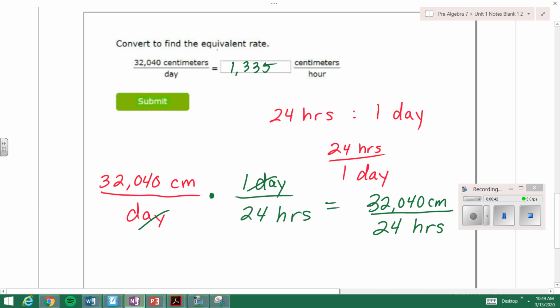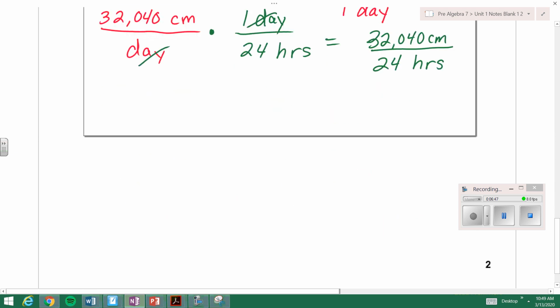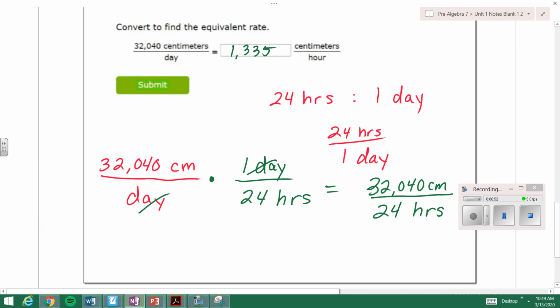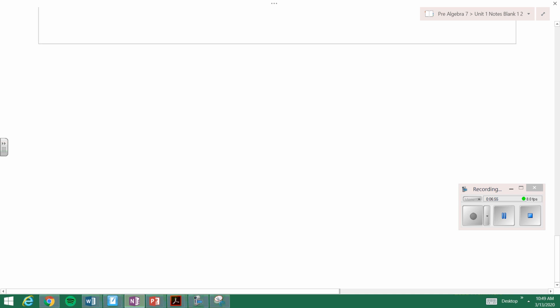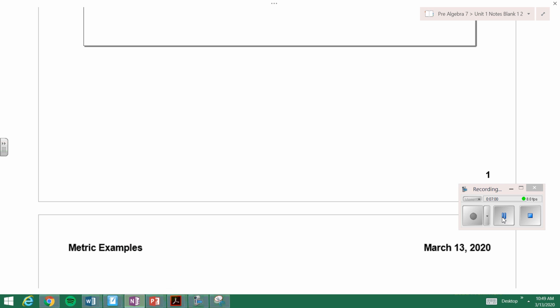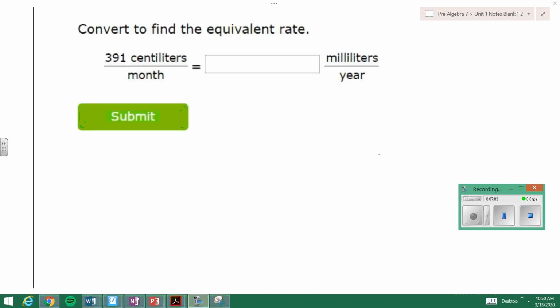Okay, so this one did not have to do with a metric conversion, but it did have to do with a time conversion. The next example, which is where? Not here. Okay, hold on, pause the tape. Let's see if I can get the next example. All right, we're back. I found the third example. Had to do some finagling to get it back. I apologize. So this one says convert 391 centiliters per month into some number of milliliters per year.